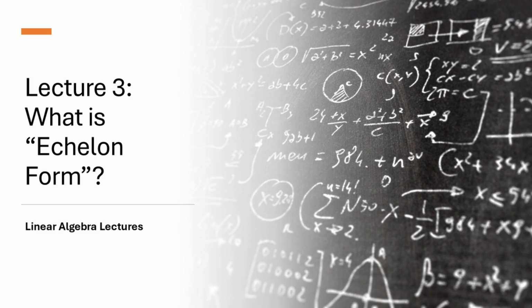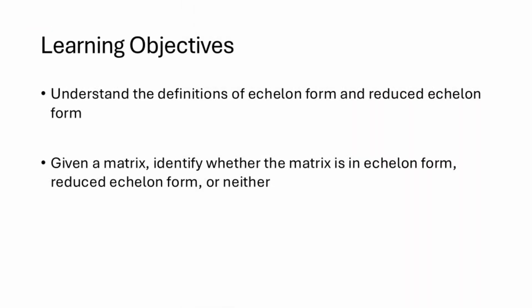Lecture 3. What is echelon form? Our objectives for this lecture are to understand the definitions of echelon form and reduced echelon form, and, given a matrix, identify whether the matrix is in echelon form, reduced echelon form, or neither.